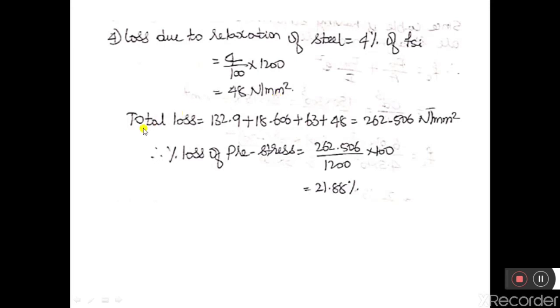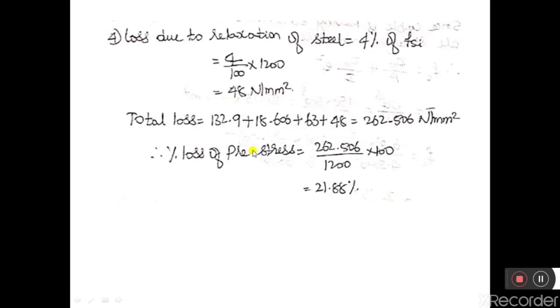Therefore the total losses occurring in the cable is equal to 132.9 plus 18.606 plus 63 plus 48. So the total loss is equal to 262.506 Newton per mm square. Here this is the loss due to elastic shortening, loss due to creep of concrete, this is loss due to shrinkage, and this is loss due to relaxation of steel. The summation of all these losses will be the total loss, which is equal to 262.506 Newton per mm square.